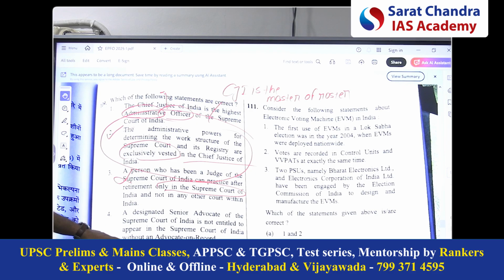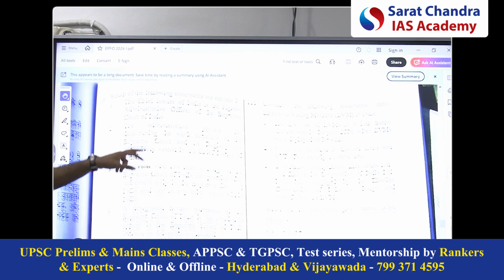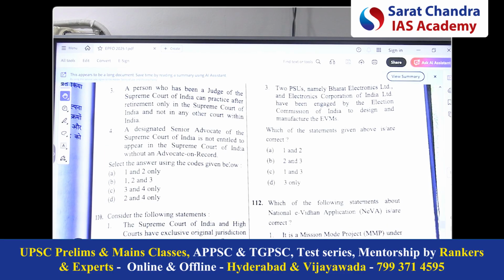Next, fourth one. A designated senior advocate of the Supreme Court is not entitled to appear in the Supreme Court of India without the advocates on record.